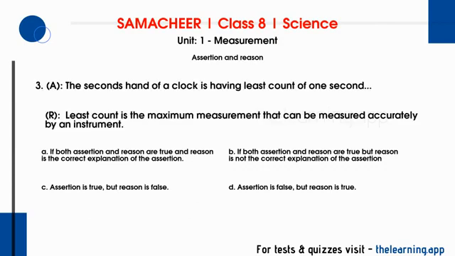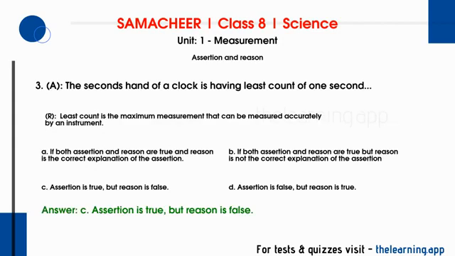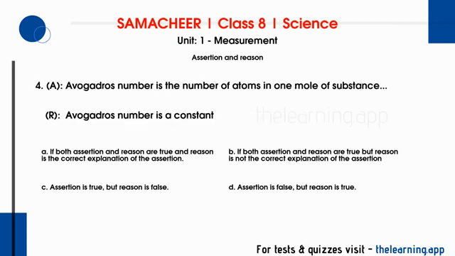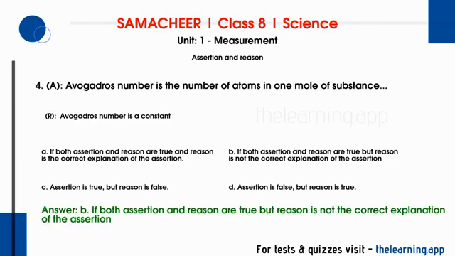Assertion. The seconds hand of a clock is having least count of 1 second. Reason. Least count is the maximum measurement that can be measured accurately by an instrument. Correct answer is C. Assertion is true, but reason is false. Assertion. Avogadro's number is the number of atoms in 1 mole of substance. Reason. Avogadro's number is a constant. Correct answer is B. If both assertion and reason are true but reason is not the correct explanation of the assertion.